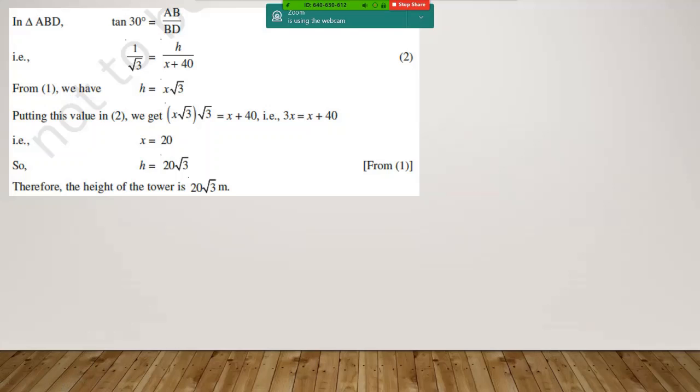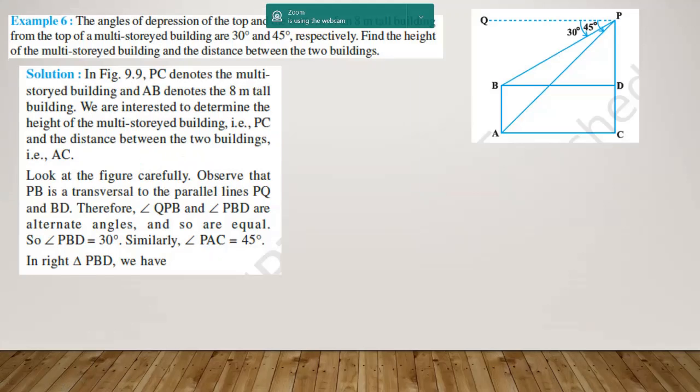Okay with that? Yes, ma'am. No problems in the concept in the sum, right? Yes, ma'am. Perfect.